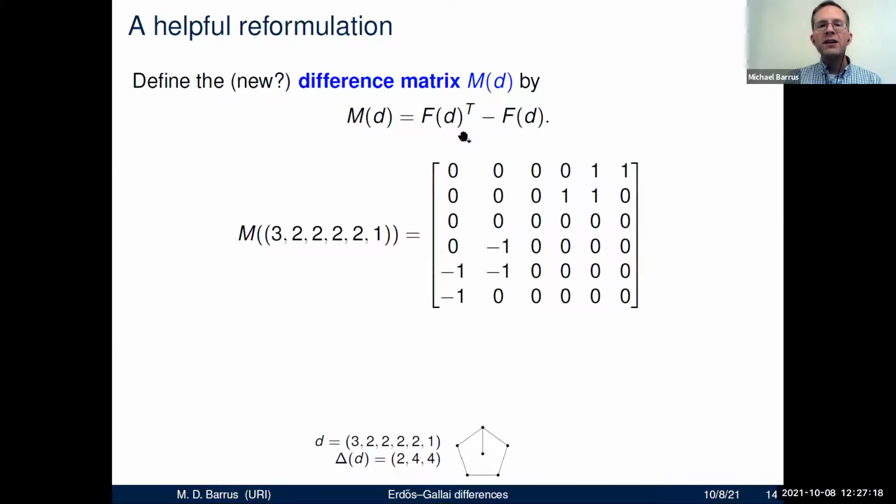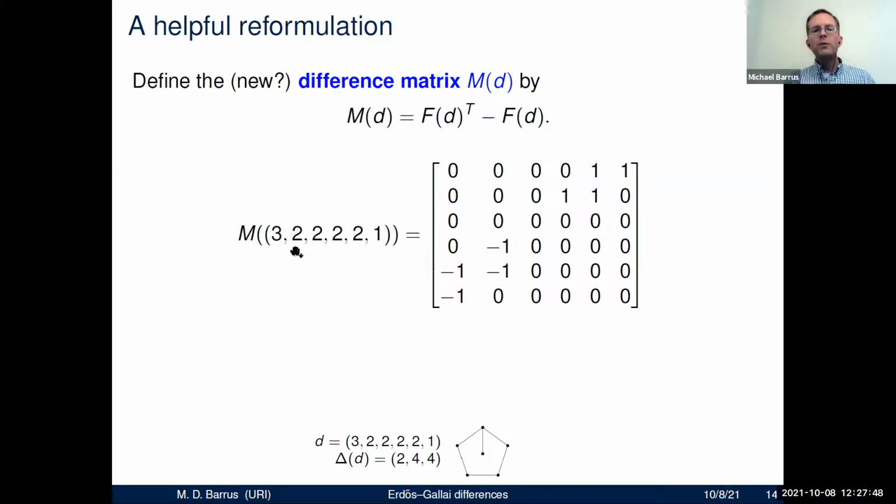I actually am going to take those first columns and change them into rows by taking the transpose of that matrix. And then I'll subtract off the first rows of the original Ferrers diagram matrix. And I'm going to call that matrix M of D. I'll call it the difference matrix. And this may or may not be new. I haven't run into it in the past, but this is what M of D will stand for. We're taking the conjugate, or the transpose rather, of the Ferrers diagram and subtracting.